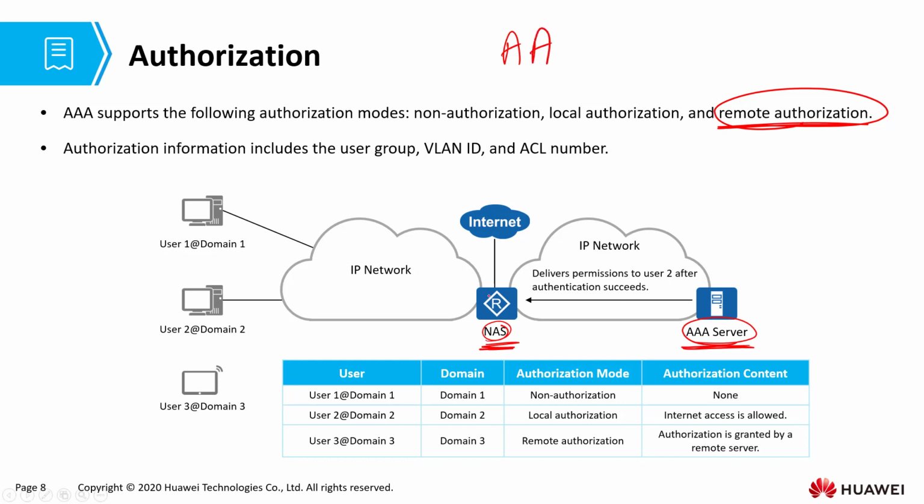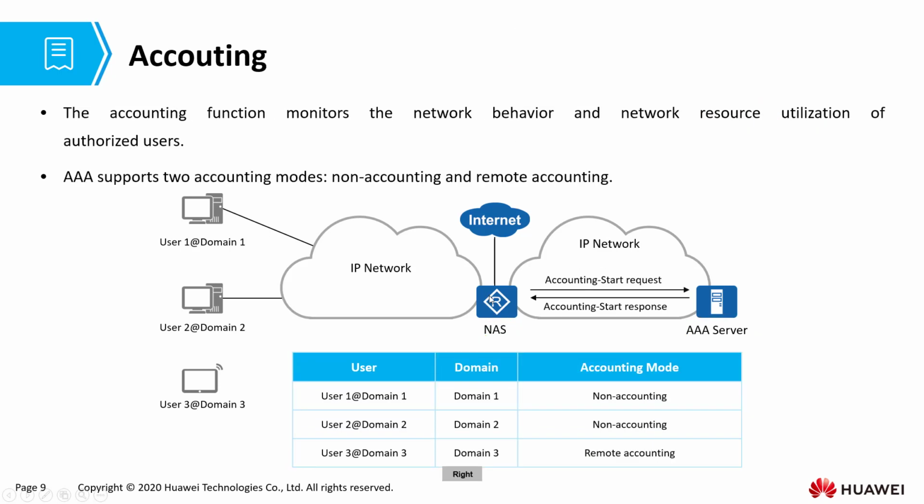The second A is authorization. Now you're authorized and you are in the system. You can click what you want to click and type the commands you want, but we want to keep track in the system of what you did. How much did you download? How much did you upload? How long were you logged into the system? That is where accounting comes in.